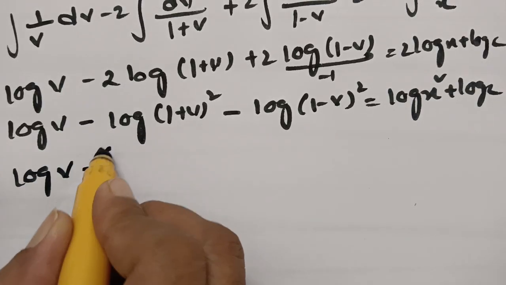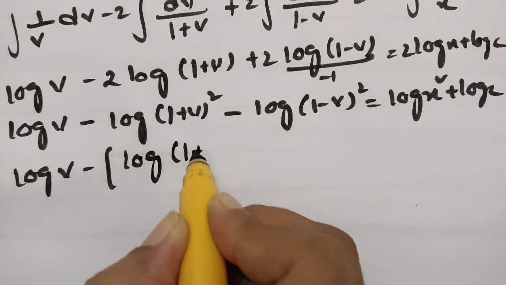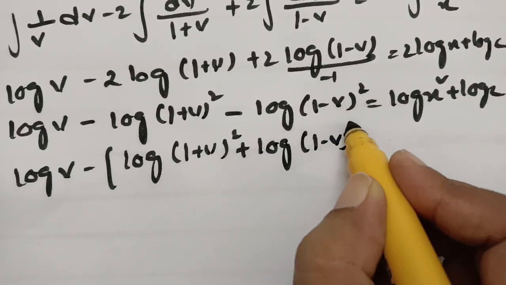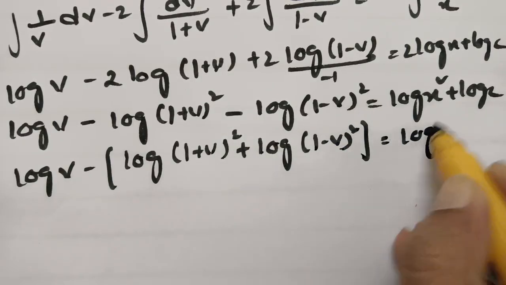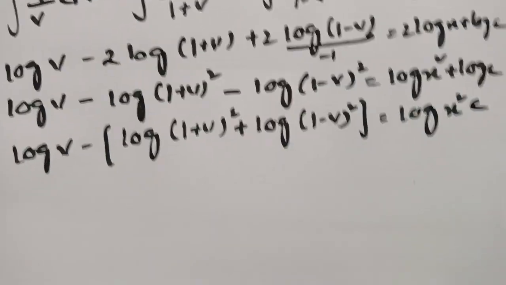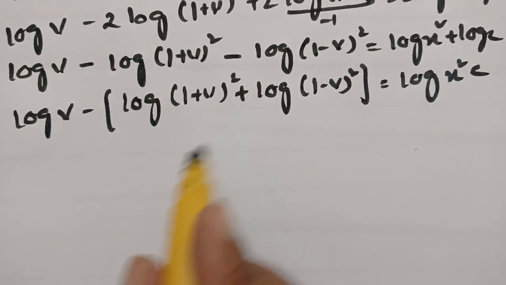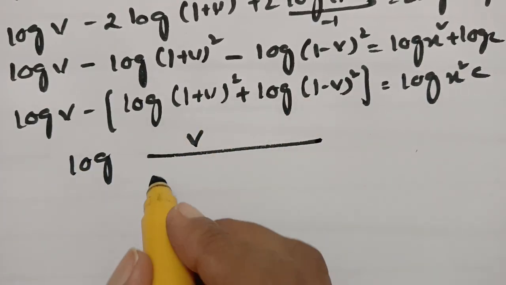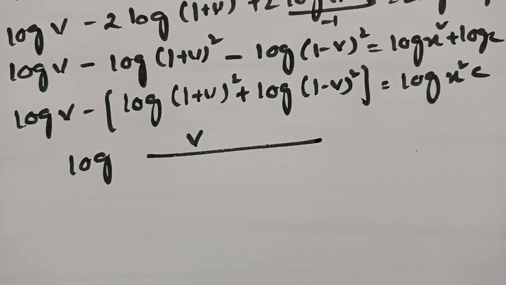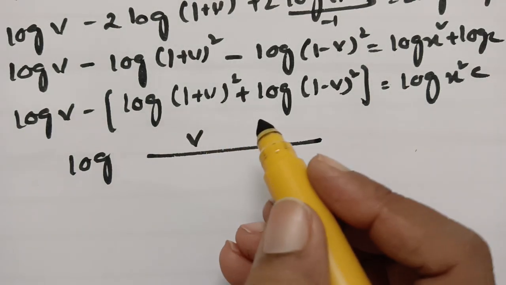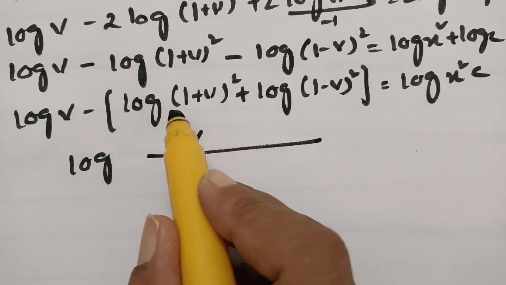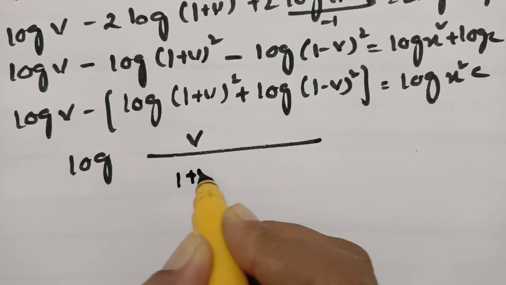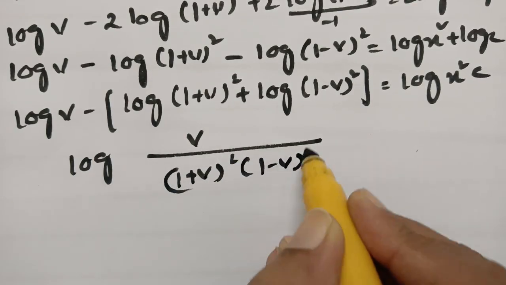This is log v minus, so this is going to become log (1 plus v) whole square plus this value is log (1 minus v) whole square, which is equal to, if I multiply, this value will be x square c. And see, log a minus log b can be written as log a by b, and log a plus log b is nothing but log a into b. So this value can be written as (1 plus v) whole square into (1 minus v) whole square.